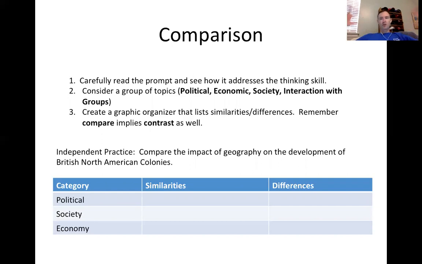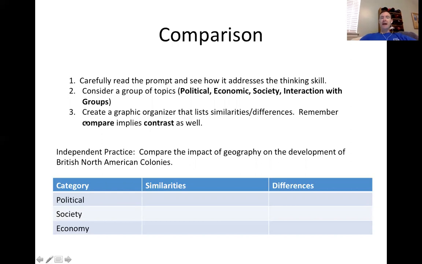Now, keep in mind a couple of things. Big group topics: you've got political developments, economic. What do we mean when we say society? That's a very broad thing. Interactions between groups, and interactions between groups and their environment. That could also be geography.